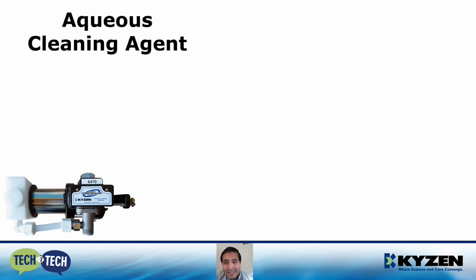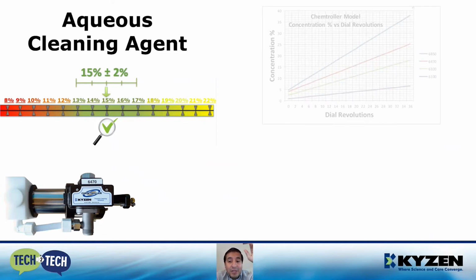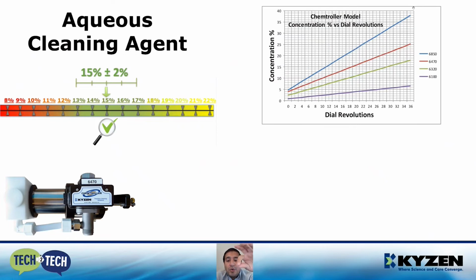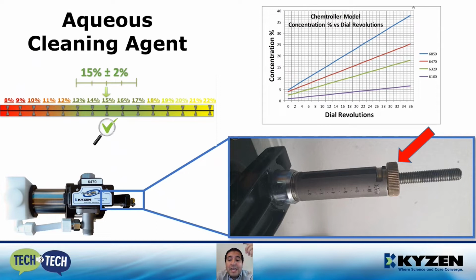Let's give a practical example. Let's assume that you are using our newest product generation, an aqueous cleaning agent, and that the recommended concentration operational range is 15% plus minus 2. Your Kaizen representative would share with you a controller reference table like this one, which will show you the controller dial revolutions required to set up your specific concentration requirements.